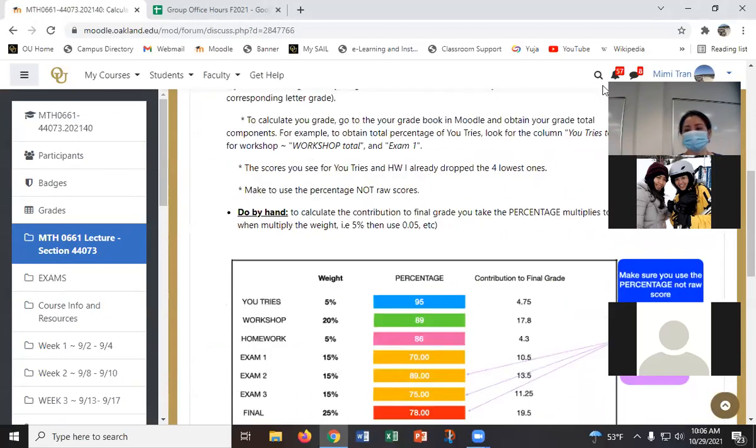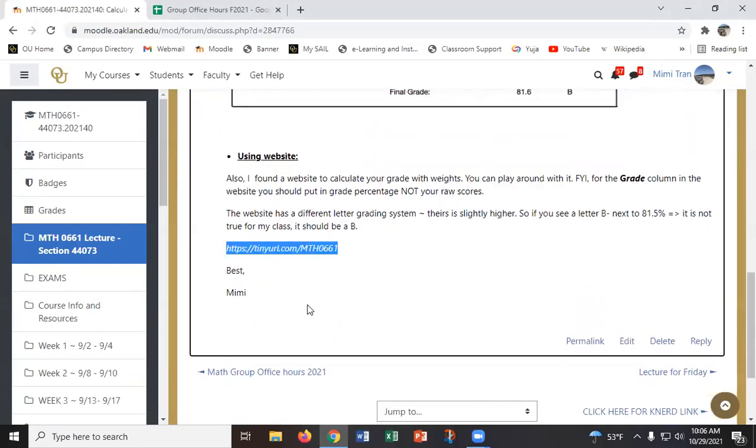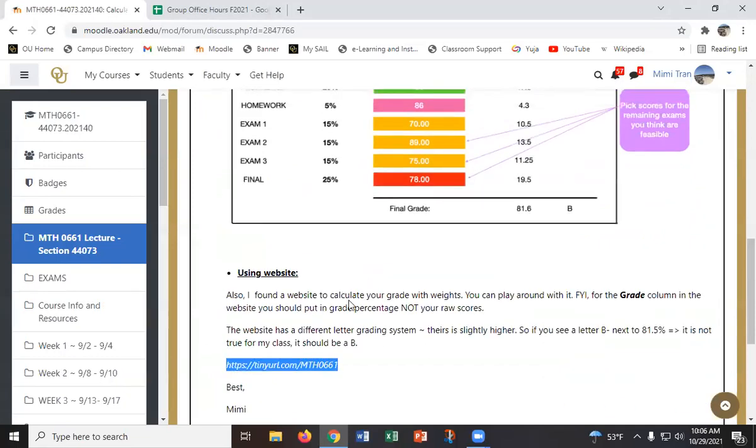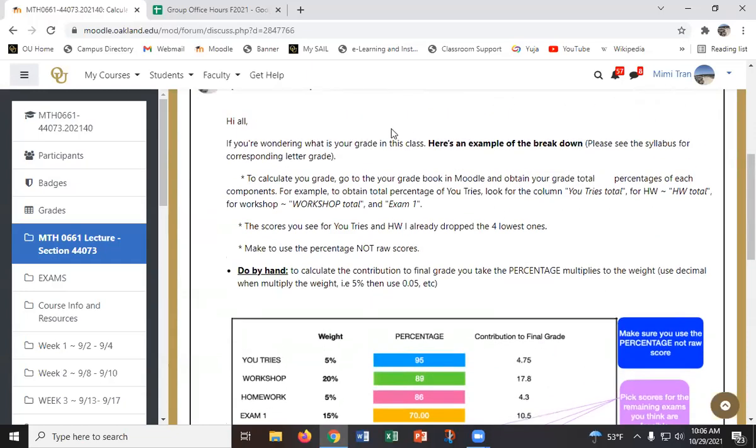I give you two options: one is to do it by hand, one is to use the website link. You can do it by hand, but it's tedious. Use the link. Now, what do I put in? On the lecture Moodle page, you need to look for your exam 1 grade and exam 2 grade. Then you're looking for your workshop total, your homework total, and your you try total. Everything must be in percentage. If you see something like 2.5 next to the you try total, that's not it. It's supposed to be like 80-something percent.